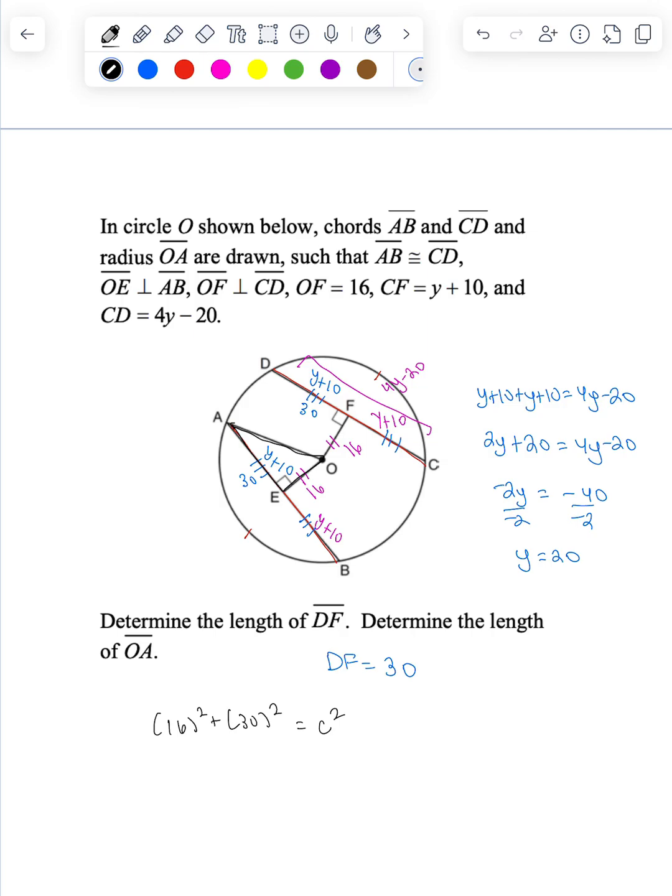16 squared is 256. 30 squared is 900. And if we add them together, we get 1,156 is equal to c squared. You can put that into your calculator, the square root of 1,156, and it works out to a nice number. It works out to 34 if you take the square root of both sides. So we have that OA is 34.